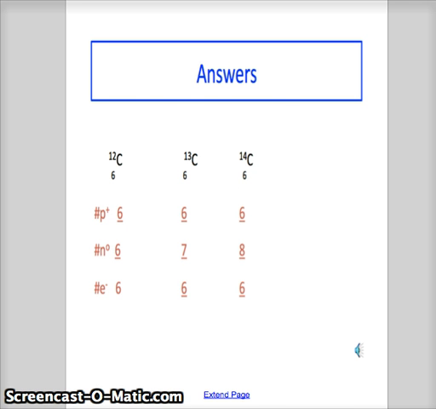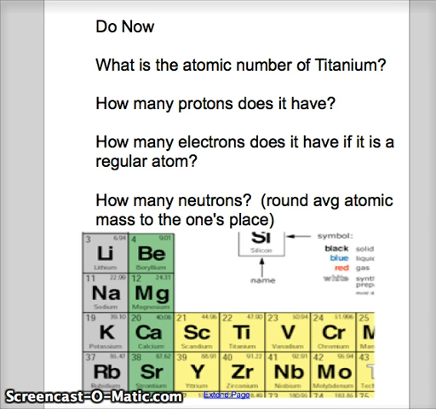Okay, moving on. This was a do now we did in class. What is the atomic number of titanium? How many protons does it have? How many electrons does it have? How many neutrons does it have? It's a regular atom, so that means the number of electrons equals the number of protons. So if you want to try this one, pause it, and I will give you the answers once you come back.